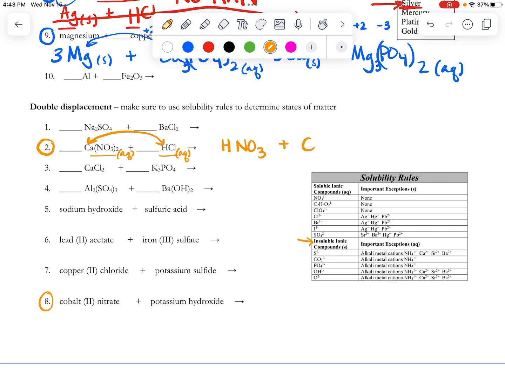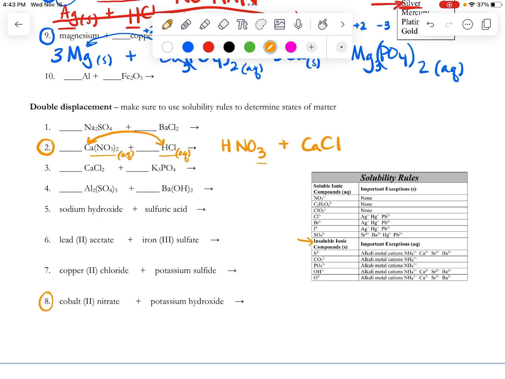And calcium is going to bond to chlorine. Now, a couple things here. When I made hydrogen bonding to nitrate, I ditched this little tiny 2 over here. You should abandon the subscripts of the reactants when you go from reactants to products. However, there's one exception to that.